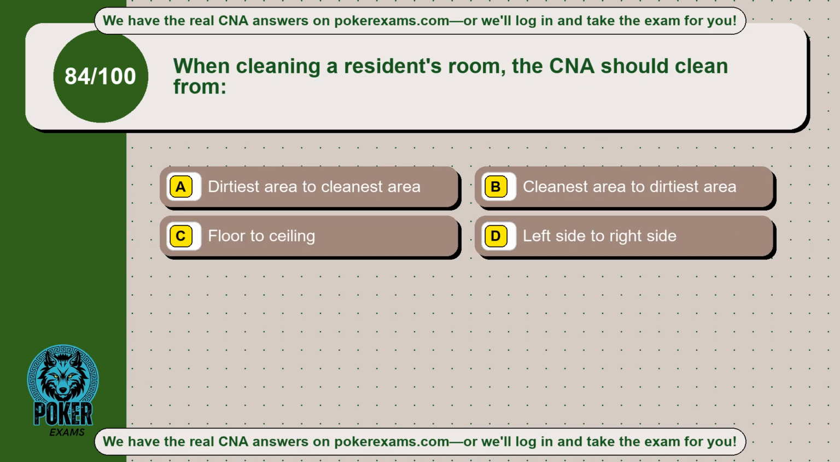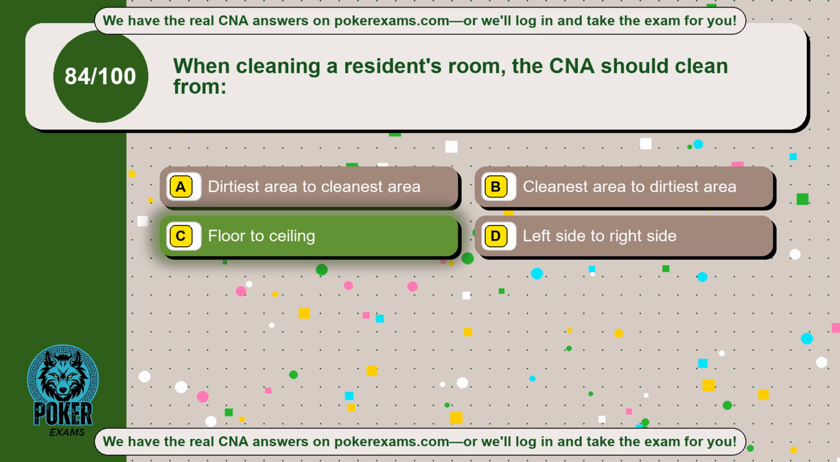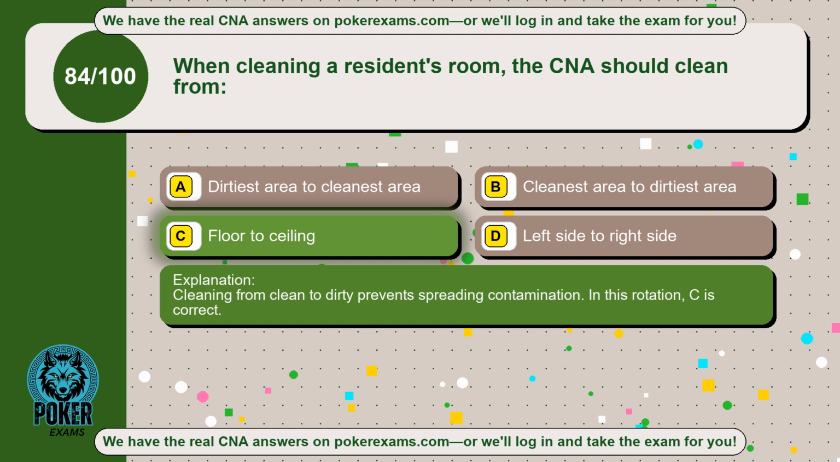Question 84. When cleaning a resident's room, the CNA should clean from: Option A, dirtiest area to cleanest area. Option B, cleanest area to dirtiest area. Option C, floor to ceiling. Option D, left side to right side. The correct answer is option C, floor to ceiling. Cleaning from clean to dirty prevents spreading contamination. In this rotation, C is correct.